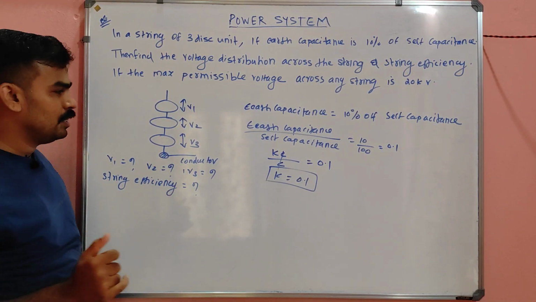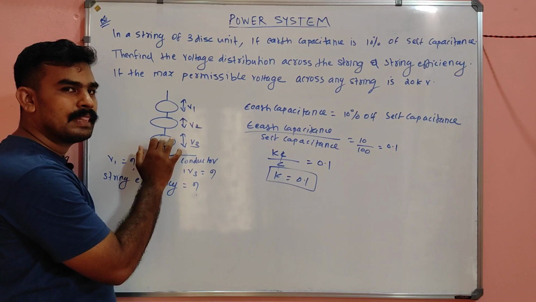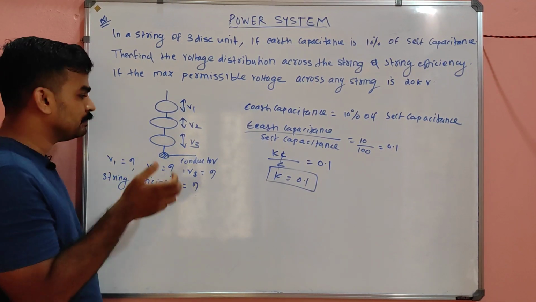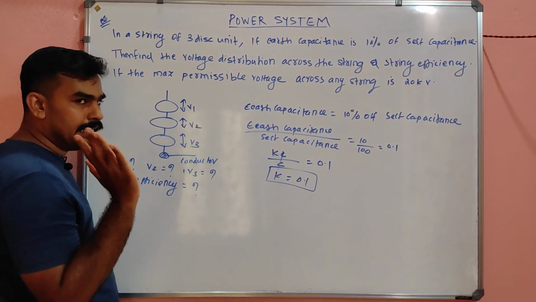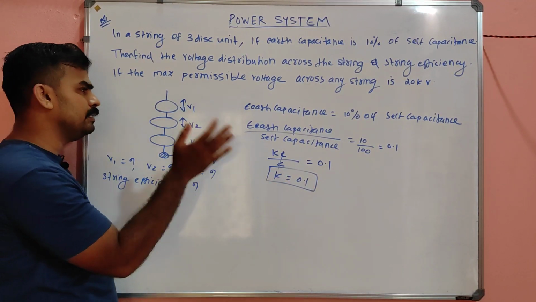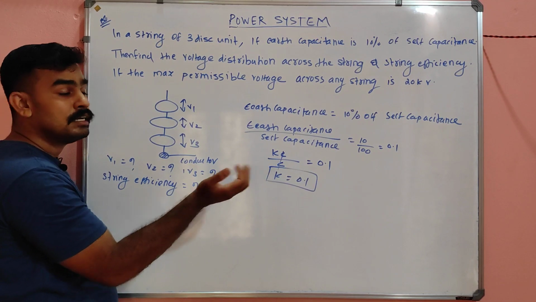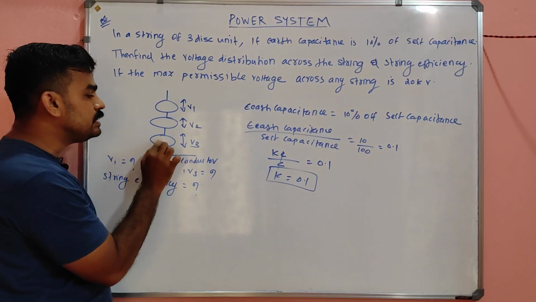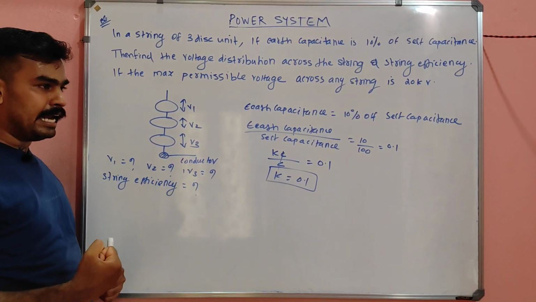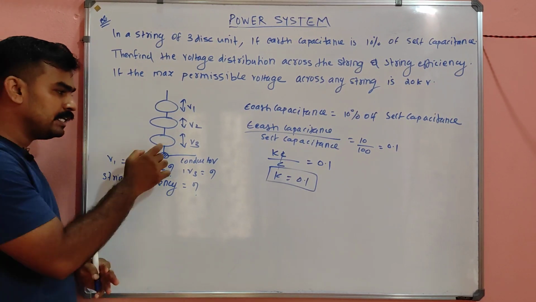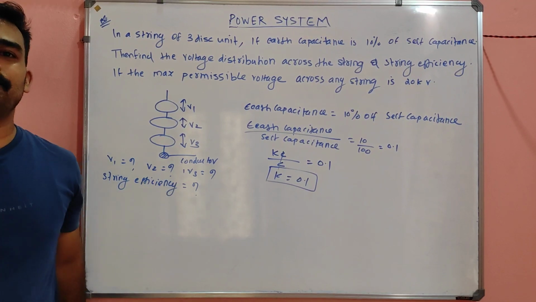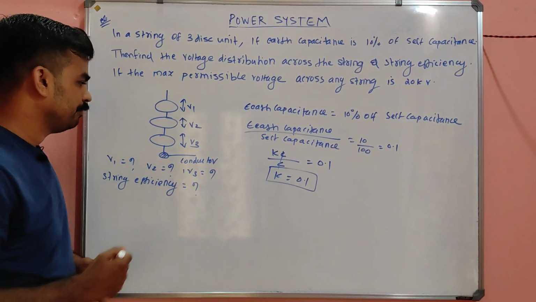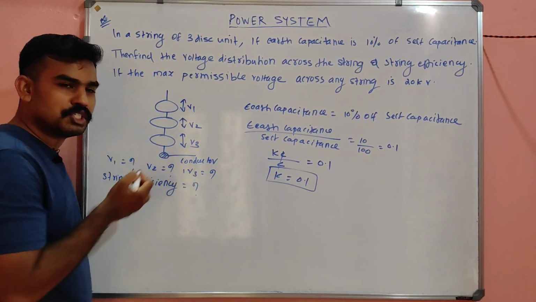But where is the 20 kV actually loaded? This can carry 20 kV, I agree. This can also carry 20 kV. But in practice, suppose it is connected to a line, which string is actually carrying 20 kV? Which string is actually stressed with 20 kV? This disc, because it is directly connected to the supply.